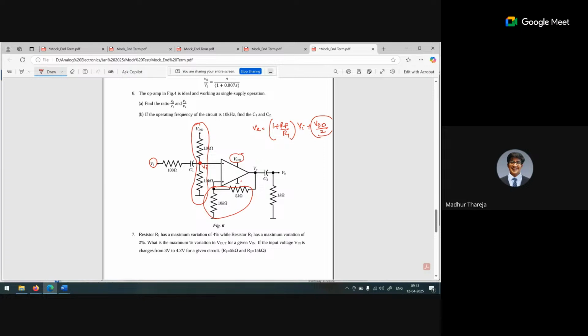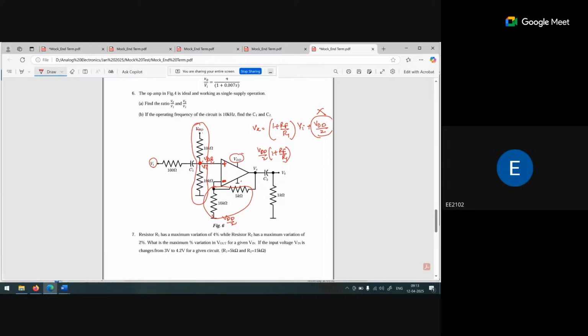Now, if we add VDD by 2 at this Vi point and VDD by 2 at this Vi point, at this point, we don't need to add this one. Why? Because of this VDD by 2, we are getting the voltage VDD by 2 times 1 plus RF by R1 because of the inverting terminal. One more thing is that this is the plus sign and this one is the minus sign.